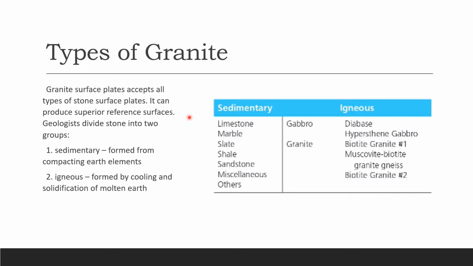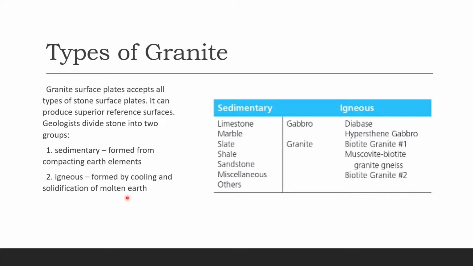So here are the types of granite. Granite surface plates accept all types of stone surface plates. Granite is a stone anyway, so it can produce superior reference surfaces. Geologists divide stone into two groups. The very first one is sedimentary, and the other one is igneous. Sedimentary stones are formed from compacting earth elements: limestone, marble, slate, shale, sandstone, and all other stones. And igneous is nothing but stone formed by the cooling and solidification of molten earth.